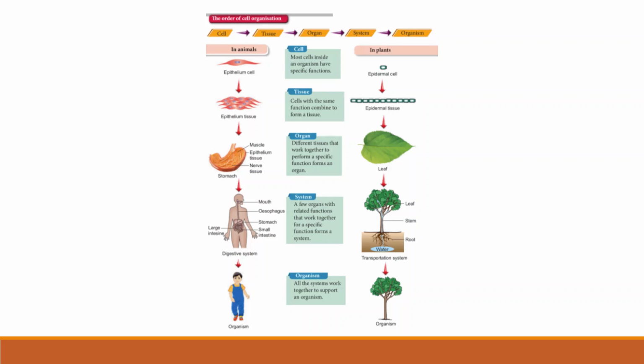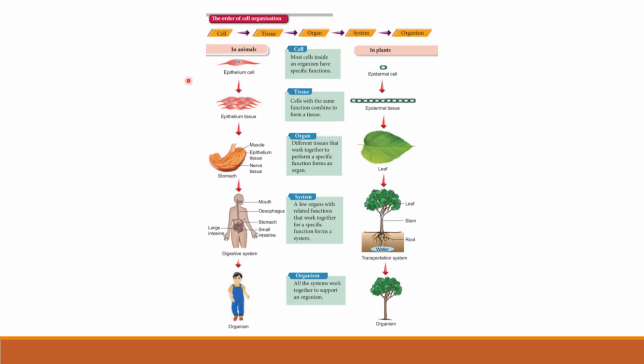basic unit of life. Multiple cells, okay, wait, let me turn on my highlighter. Multiple cells will turn into tissue. Multiple tissues combine together to form an organ. When multiple organs work together, they form a system, of which there are many types, and multiple systems will form an organism.